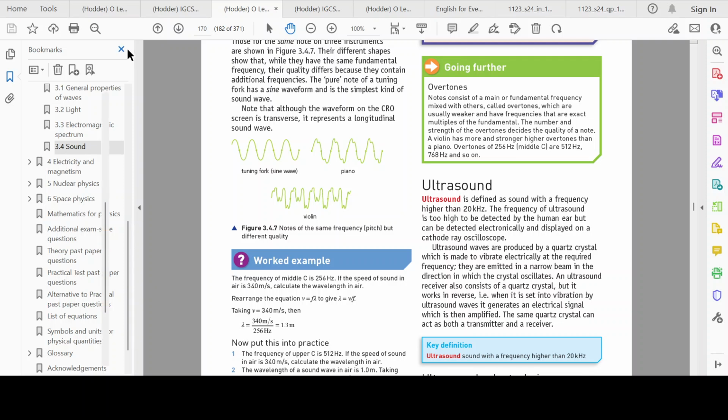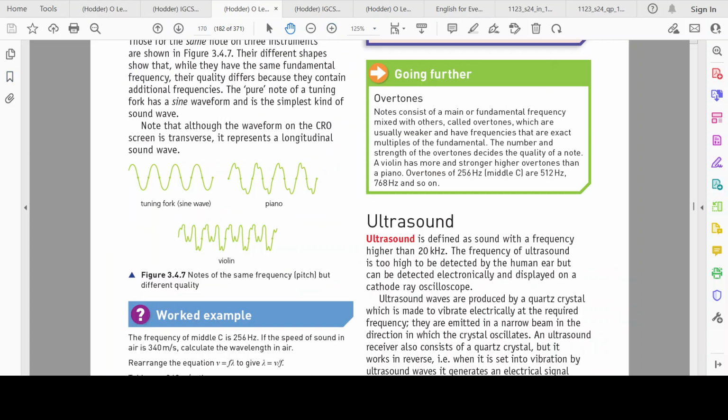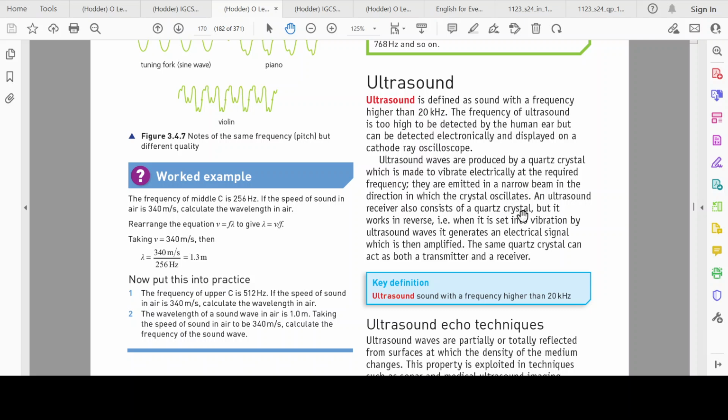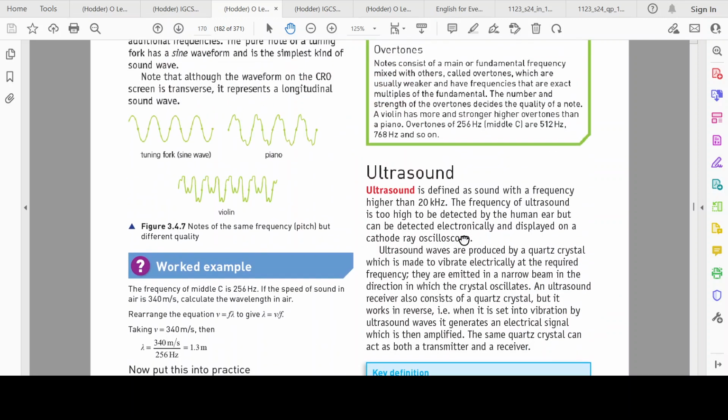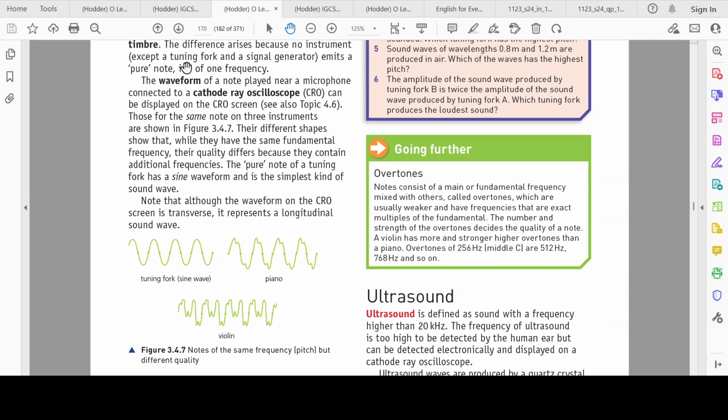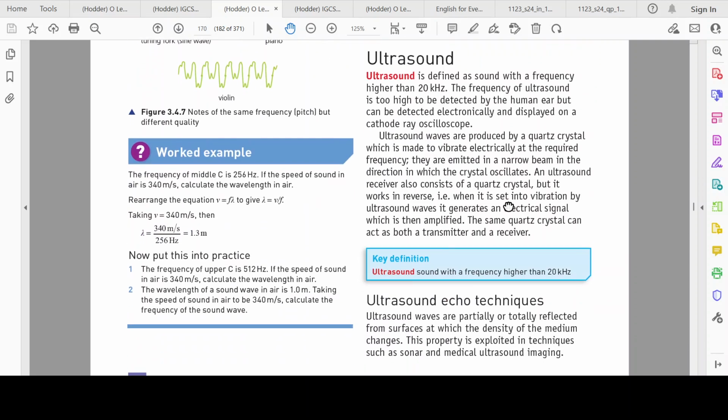So here you can see the topic of ultrasound, which I mentioned that we'll come to later. Ultrasound is anything with a frequency higher than 20 kilohertz or 20,000 hertz, and it can be electronically generated and displayed on a device called the cathode ray oscilloscope, also called the CRO. It can be produced by sending an electrical signal to a quartz crystal, and that electrical signal causes the quartz crystal to oscillate, which causes vibrations, which sends out that frequency.